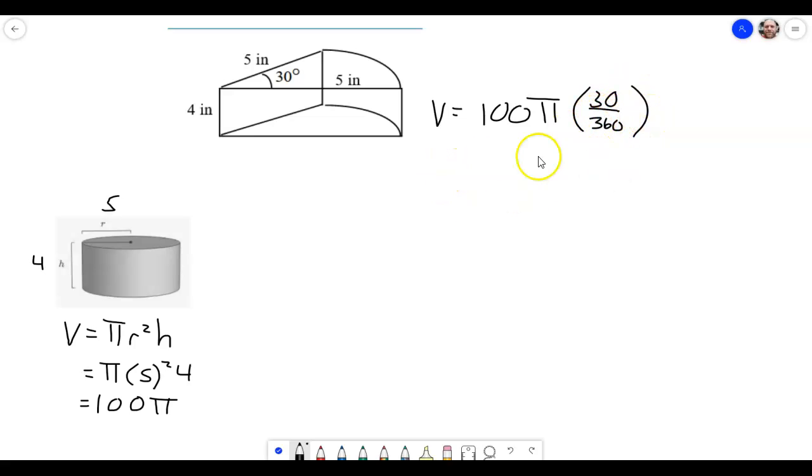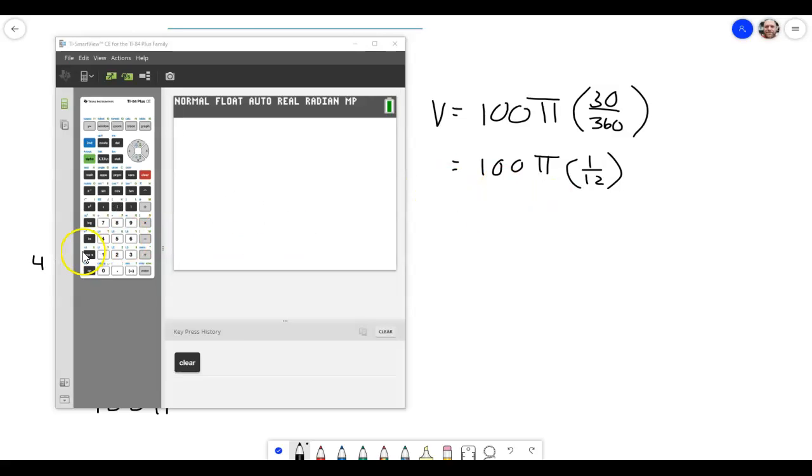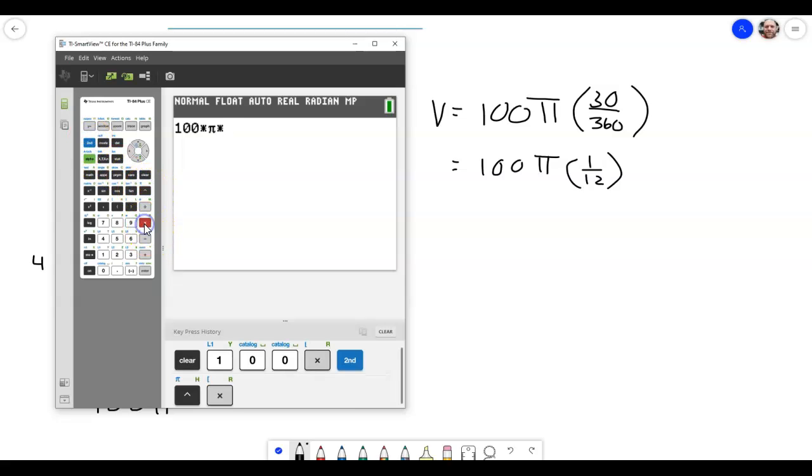If you want to reduce that, you can at first. So that would be 100 pi times 1/12. But you don't have to reduce it. You can still put it in the calculator like that. So let's pull up the calculator. I'm going to have 100 times pi, the pi key for this calculator is right here, times the fraction 1 over 12. I'm going to put that in parentheses, 1 divided by 12.